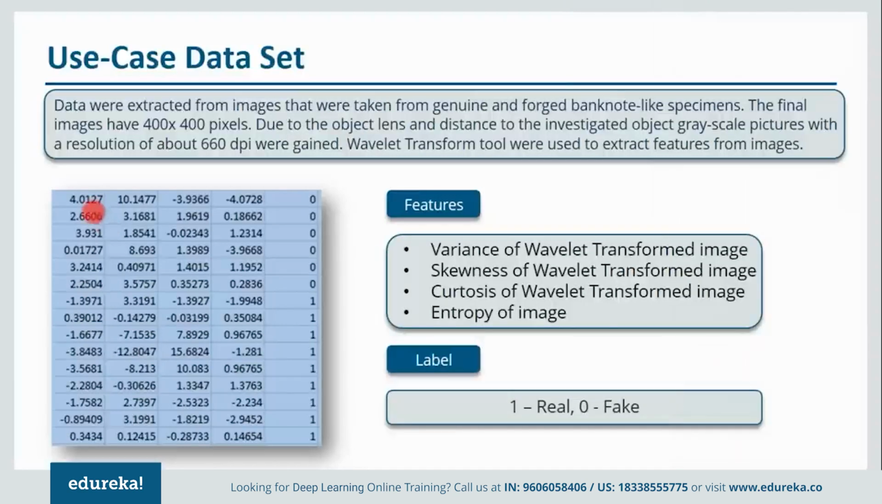So the first feature or the first column is nothing but variance of a wavelet transformed image. The second column is about skewness. The third is kurtosis of wavelet transformed image, and finally the fourth one is entropy of the image. After that, when I talk about label, which is nothing but my last column, over here if the value is 1, that means the pattern represents a real note, whereas when value is 0, that means it represents a fake note.